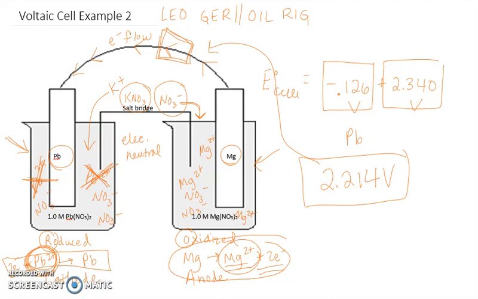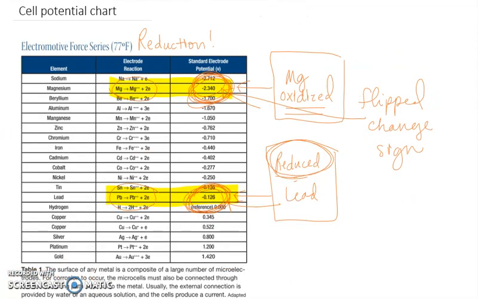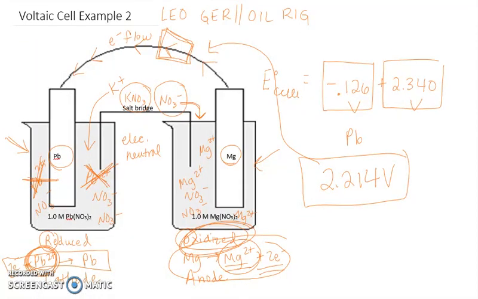All right, that is all for the second type of voltaic cell example. Again, in this example, we were able to figure out what was oxidized and reduced by using a cell potential chart. And then we were able to label our diagram appropriately, figure out the E cell, and answer some questions about it as well.